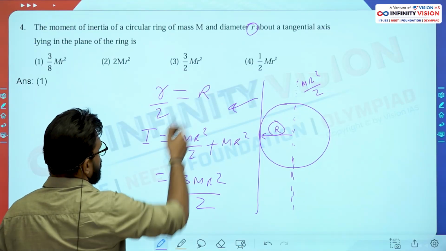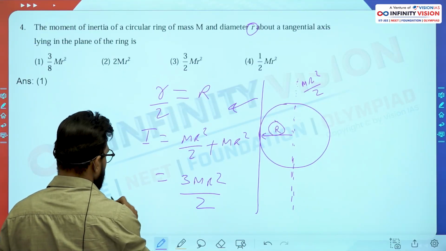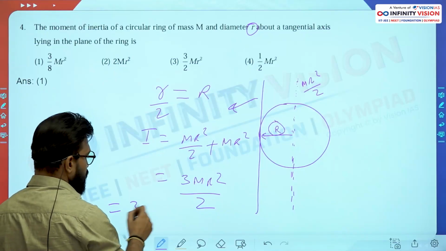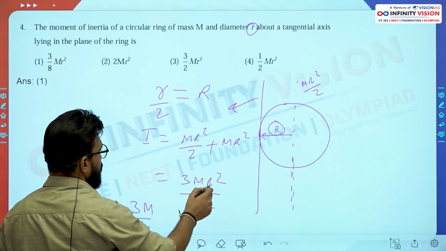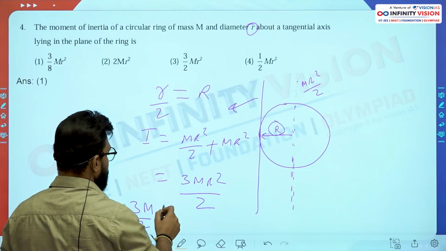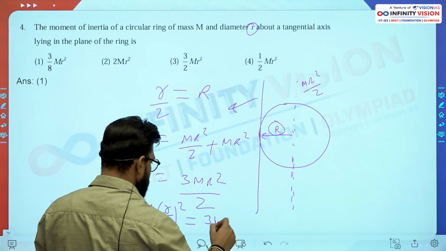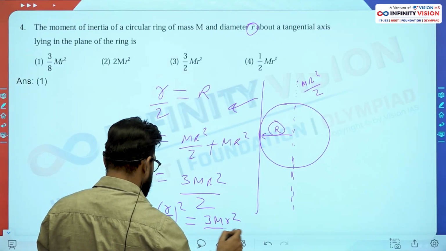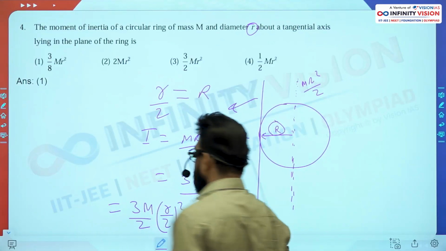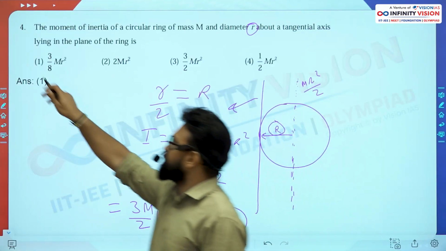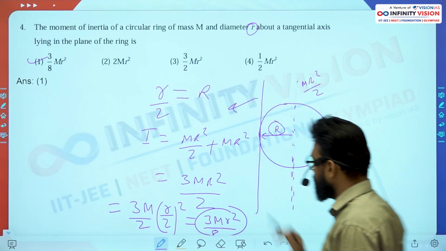Okay, so the radius comes out to be d by 2. So this would be equivalent to 3m by 2 times the radius in terms of diameter, d by 2, whole square. So this comes out to be 3m d square by 8. So the answer comes out to be the first one, 3 by 8 m d square. Okay.